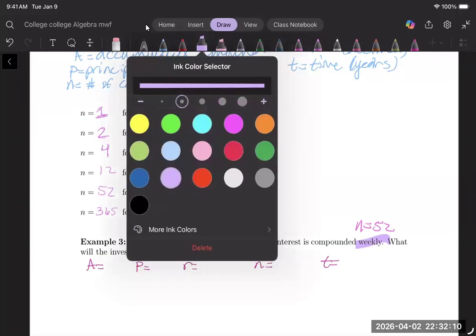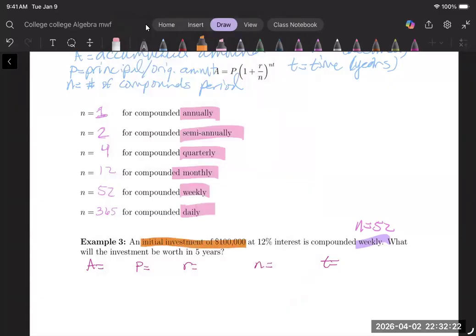Let's go with orange. An initial investment, so initial, AKA original, of 100,000. I have that R is 12% interest, but we want that as a decimal, so that's 0.12. N, we already talked about, is weekly, 52. And then time, 5 years. So T is 5.